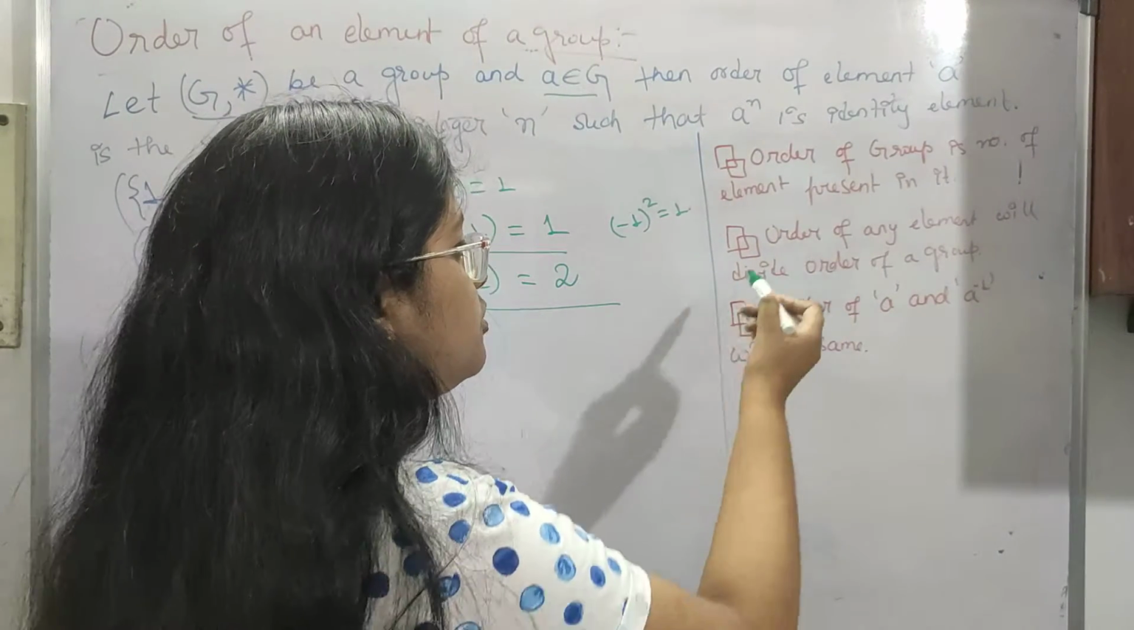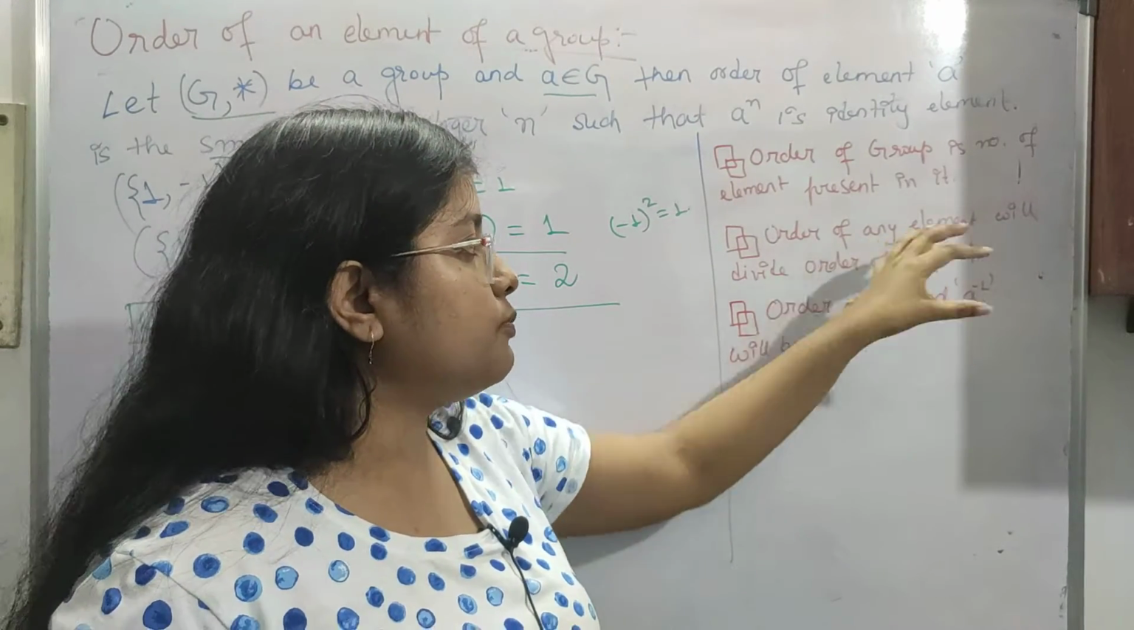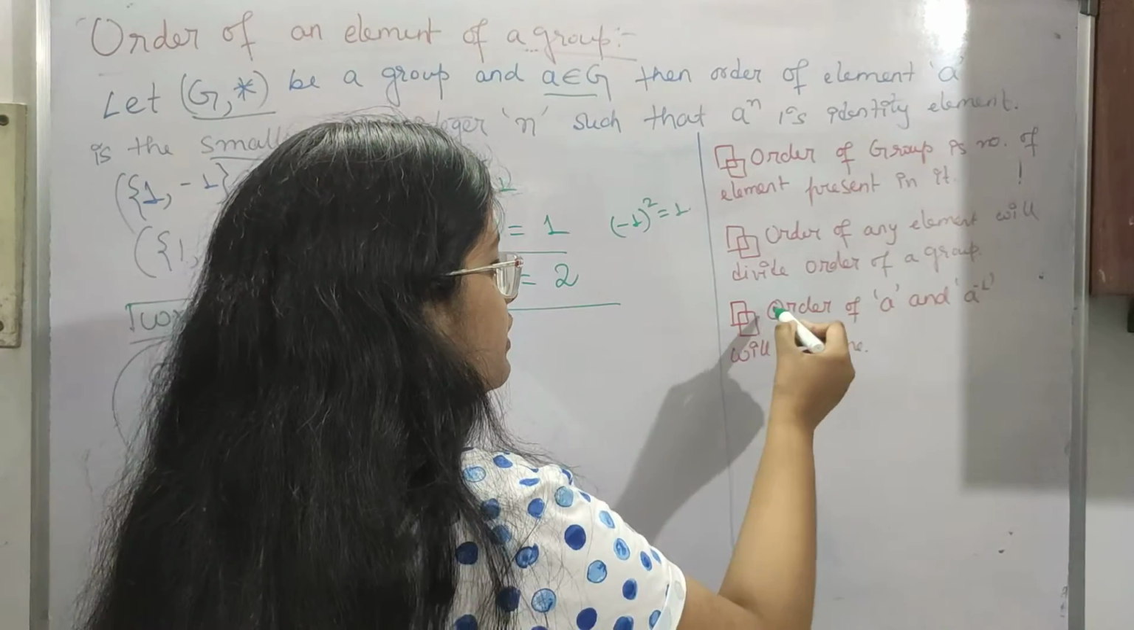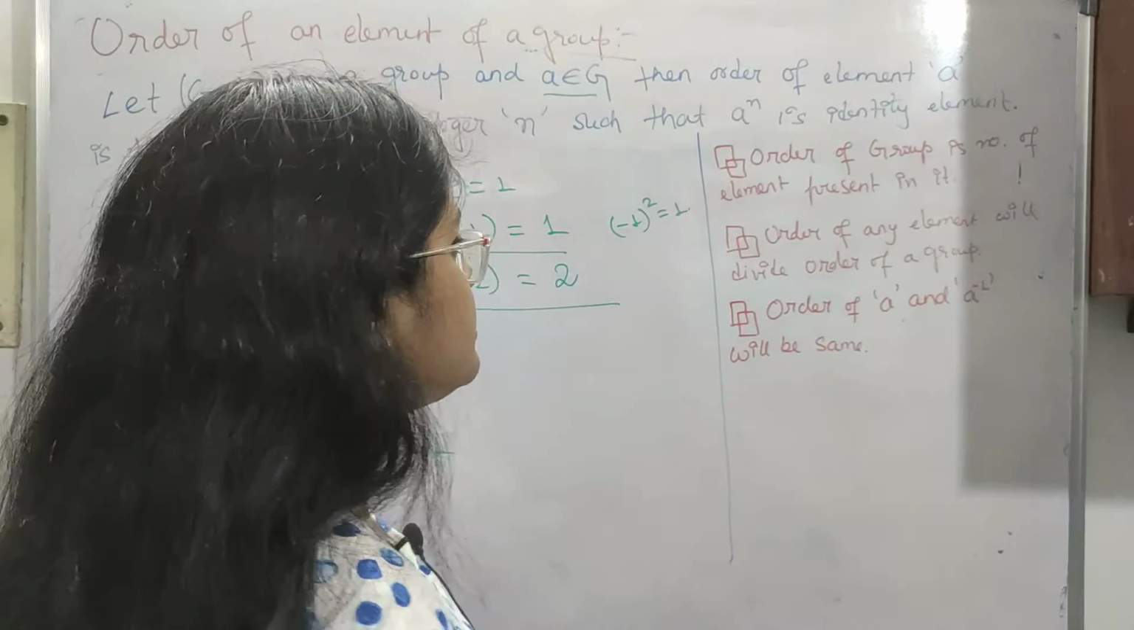Okay. So a few more things. The order of an element will divide the order of the group. Okay. So the order of an element can divide the order of the group. So another thing, the order of A and A inverse will always be the same. Okay. So next is cyclic group.